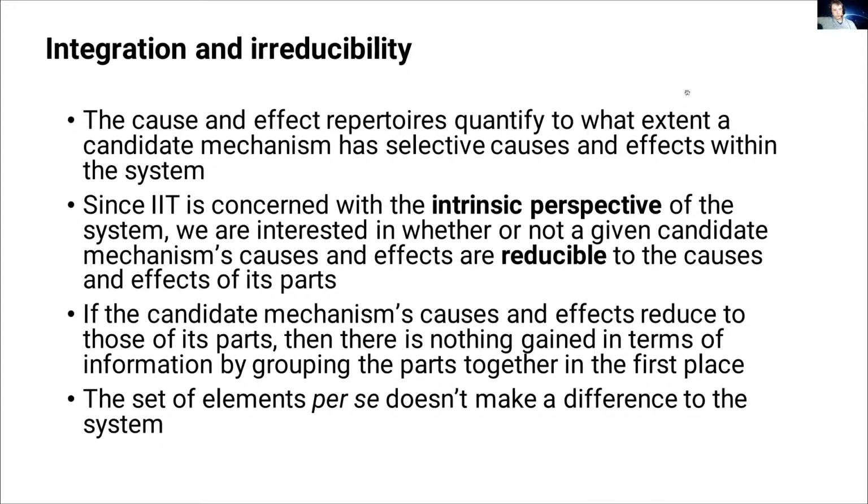Okay, so we've got our system, we've got our network, we've got our cause and effect repertoires. What we would like to know at this stage is, given some particular mechanism and some particular purview, whether the effect repertoire or the cause repertoires are reducible to just the effects or causes of individual components of those mechanisms, or whether the mechanisms, causes, and effects aren't reducible to just the product of those elements together.